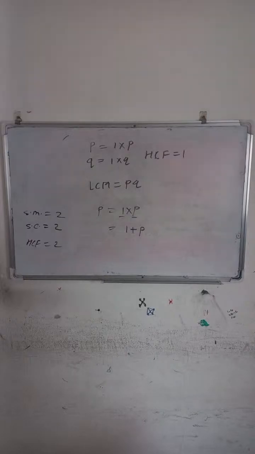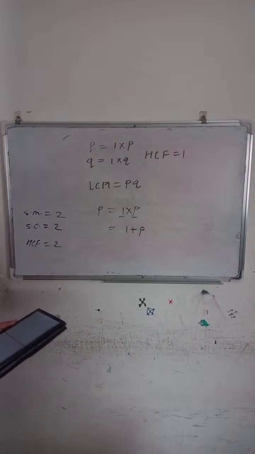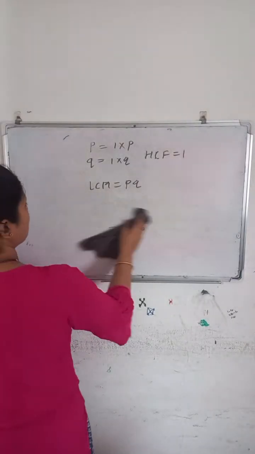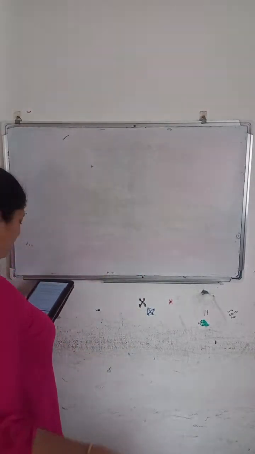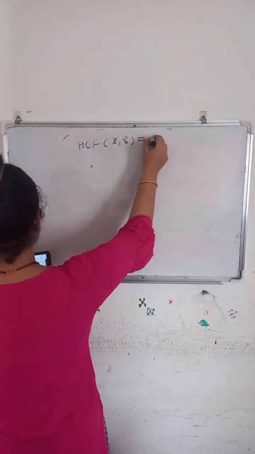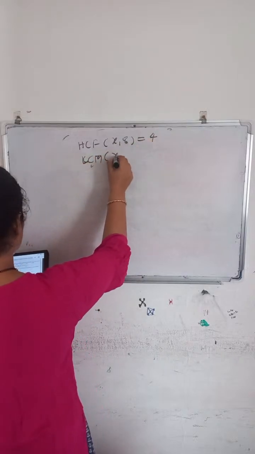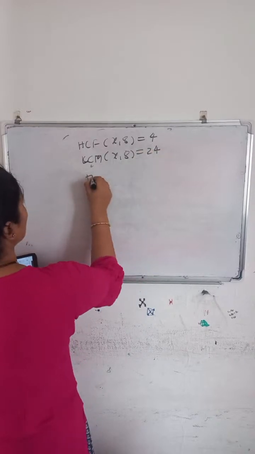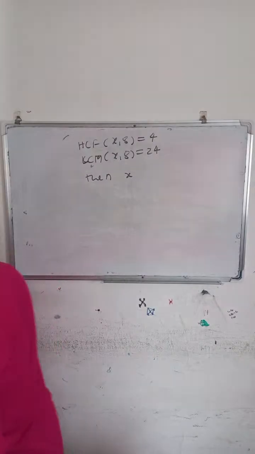Let's go to the next question, write it down. If HCF of x, 8 is equal to 4, and LCM of x, 8 is equal to 24, then find x. Okay, so can we find it out?